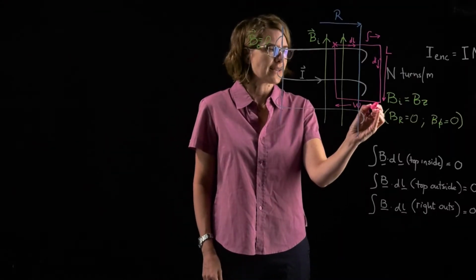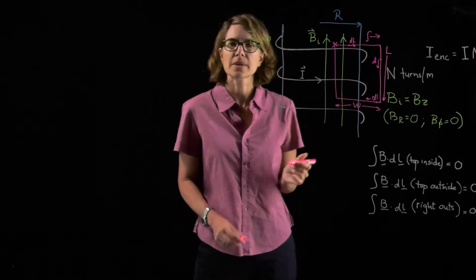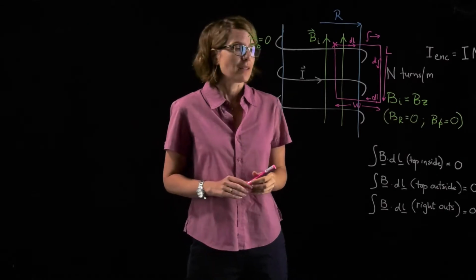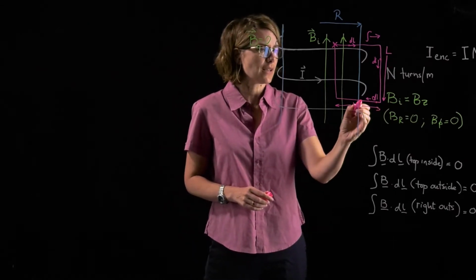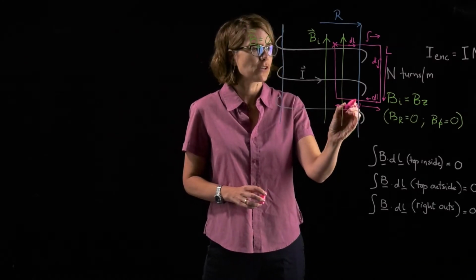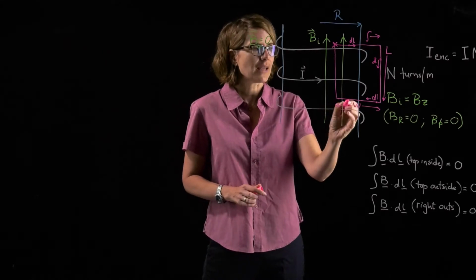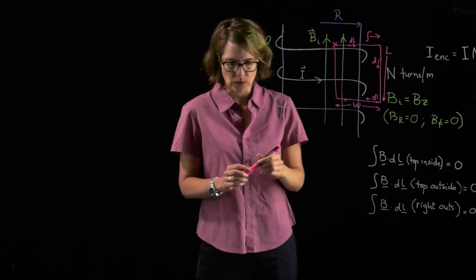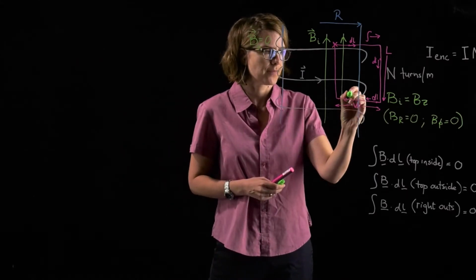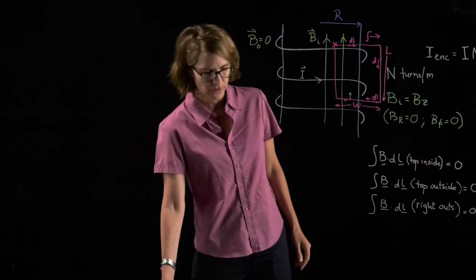Going left again down here, we have the same situation as we did at the top. The magnetic field on the outside here is 0. The magnetic field on the inside is finite, however, it is at right angles to our length element. So the dot product is going to be 0.